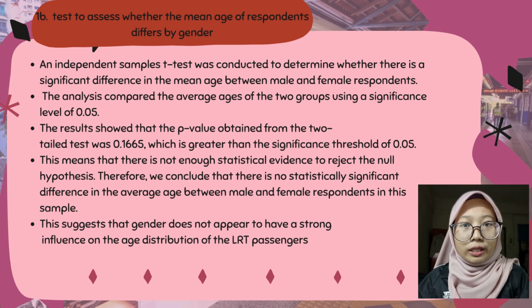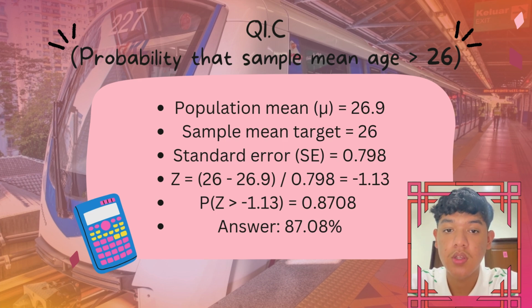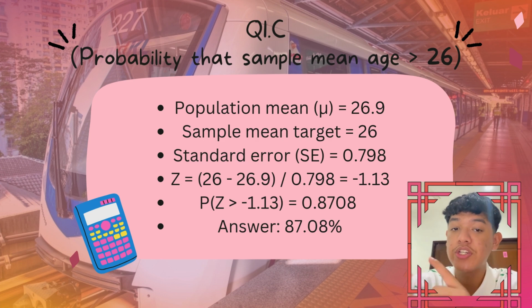Since the p-value is greater than 0.05, we fail to reject the null hypothesis, which states that there is no difference in the population means. This result indicates that there is no significant difference in the average age between male and female respondents in this sample. Therefore, we can conclude that gender does not have a significant impact on the age distribution of LRT passengers.